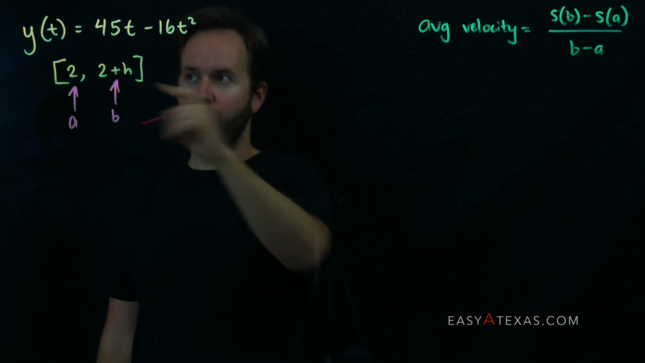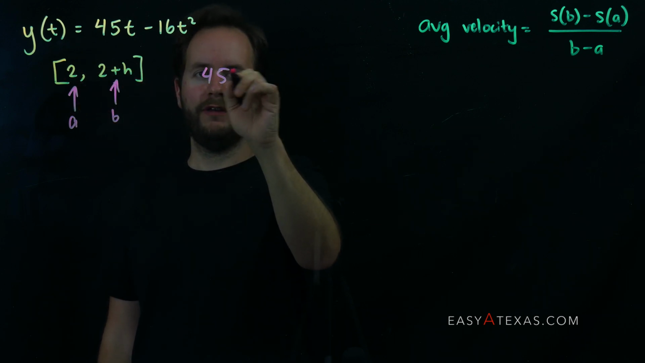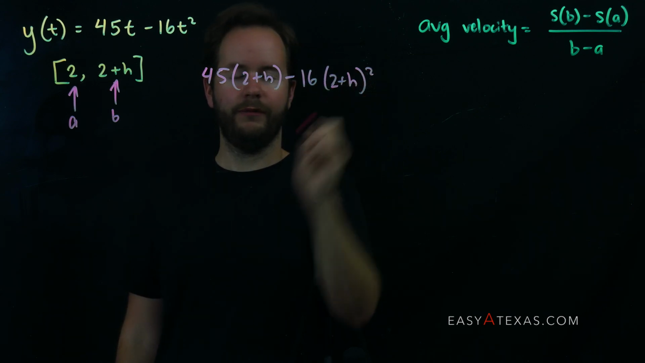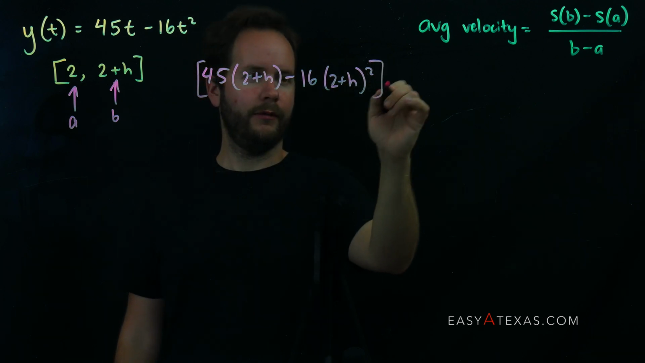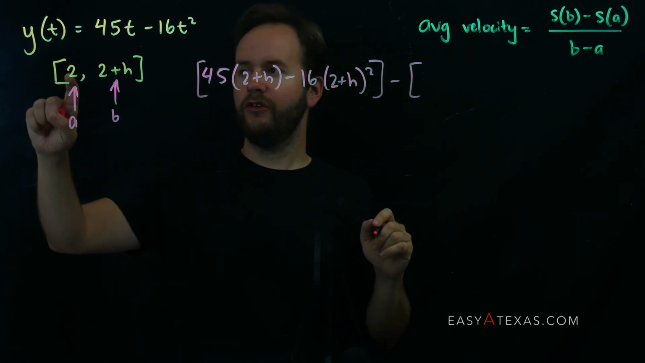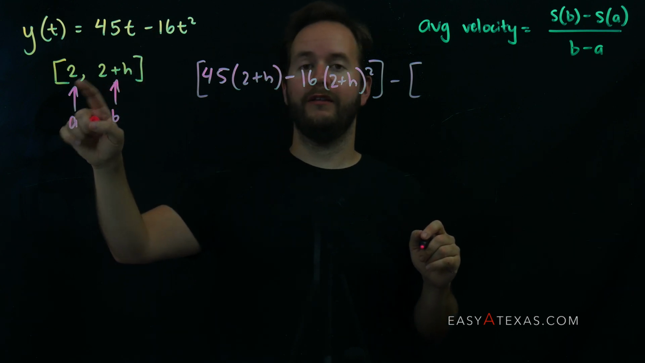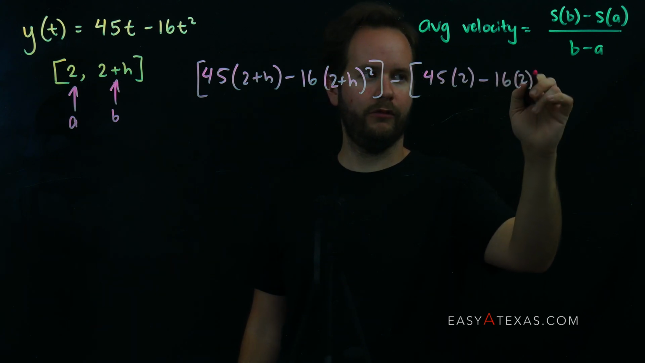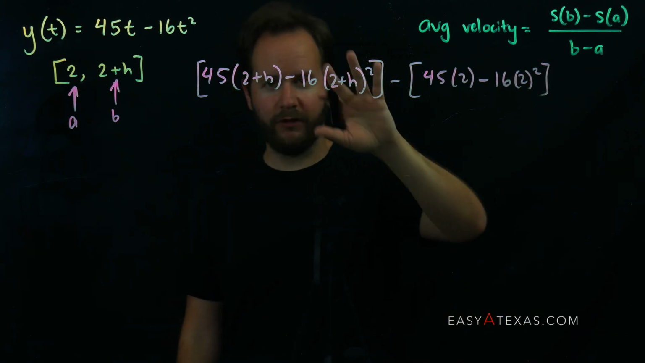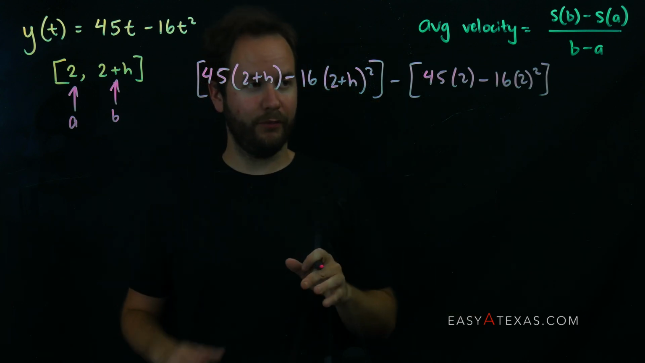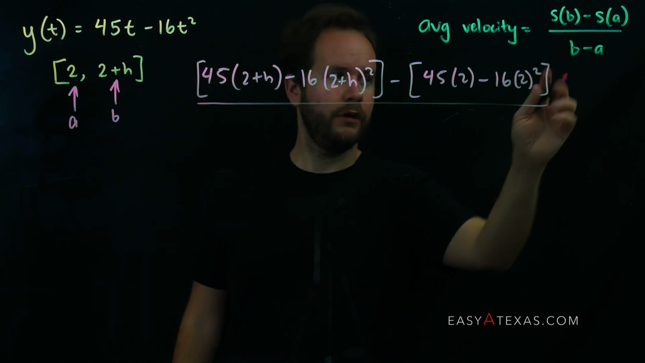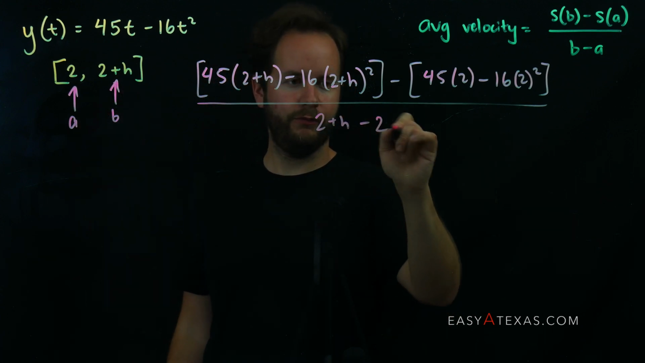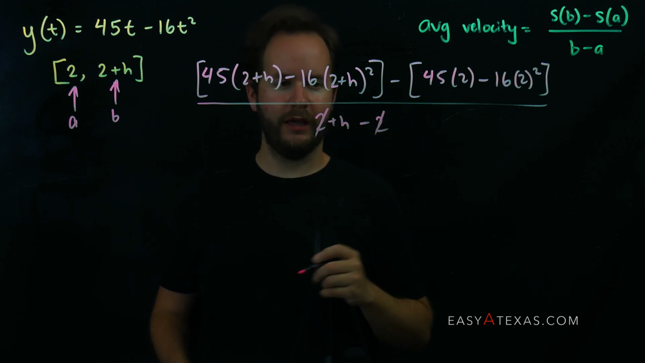So s of b, or in this case y of b, whatever, would be 45 times 2 plus h minus 16 times 2 plus h squared. Then I say, let's put this in brackets, minus, open bracket, what's s of 2? So I plug in 2 plus h just for starters, then I subtract s of 2. So when I plug in 2, I get 45 times 2 minus 16 times 2 squared. I'm going to need a lot of room for this, so I know you can't really see me, but that's okay because I'm going to probably need all the room on this board. All over b minus a, b being 2 plus h, and a being 2. And that's going to cancel actually right off the bat. The 2 and the negative 2 will cancel right off the bat.